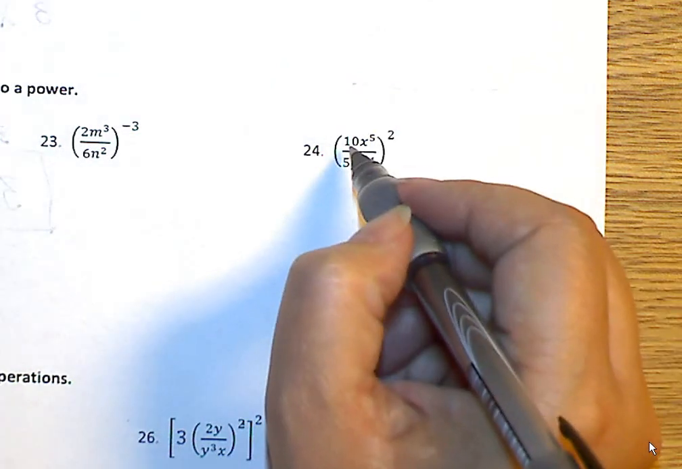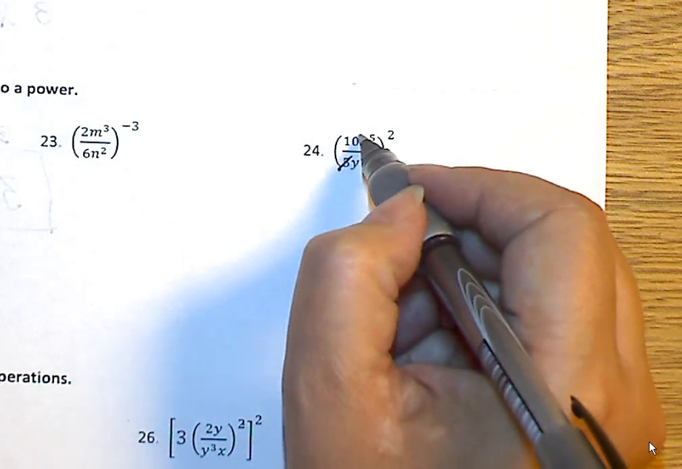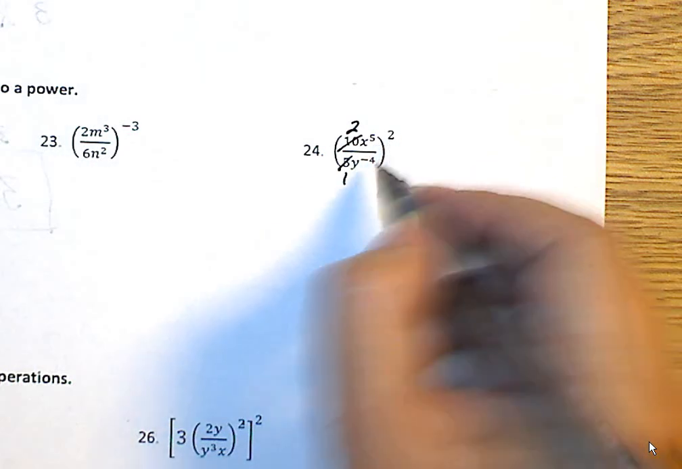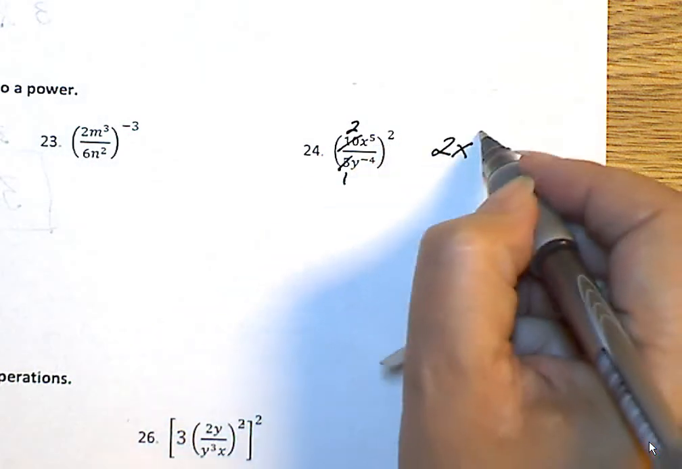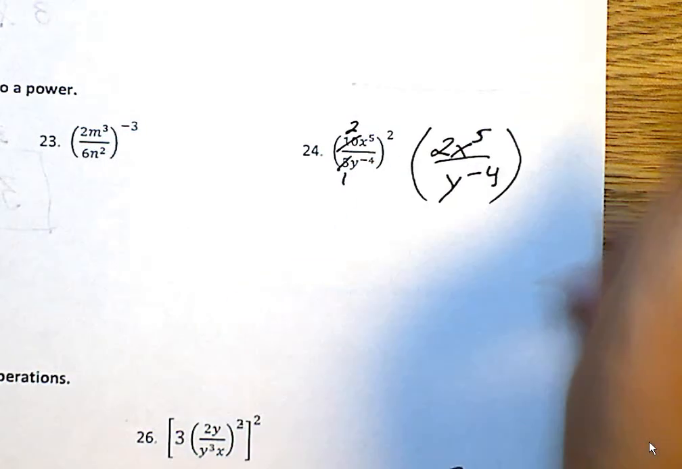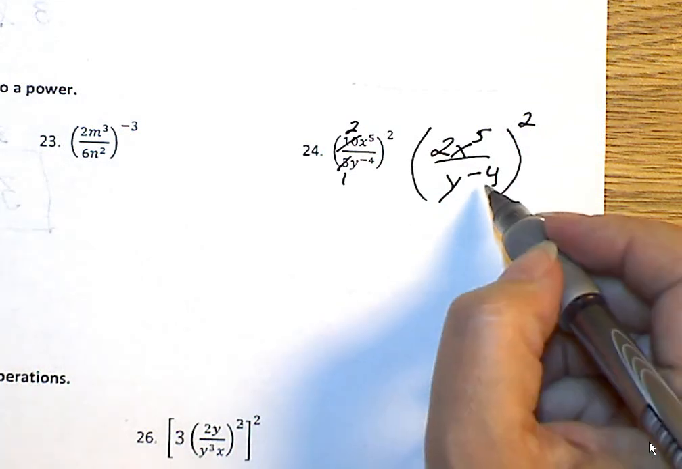So 10 and 5, how many times does 5 go into 10? Twice, and 5 goes in once. So now we'll distribute. So we have 2x to the 5th over y to the negative 4. And you could actually put that to the top. It's still going to give you the same answer.